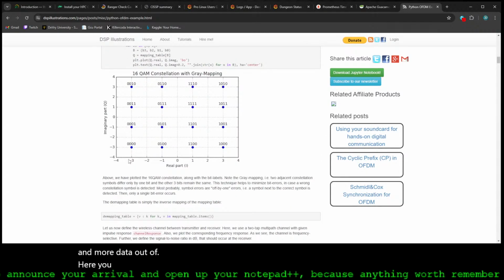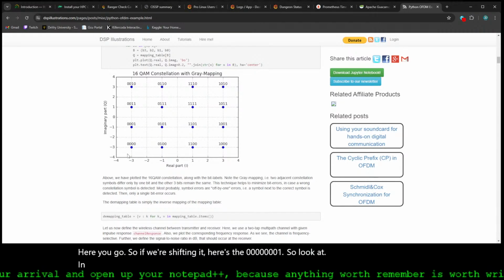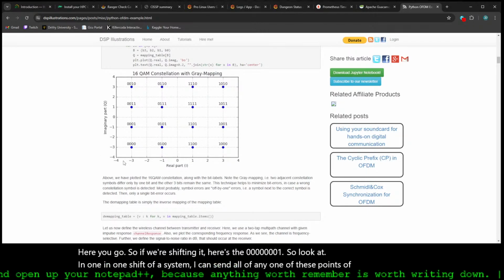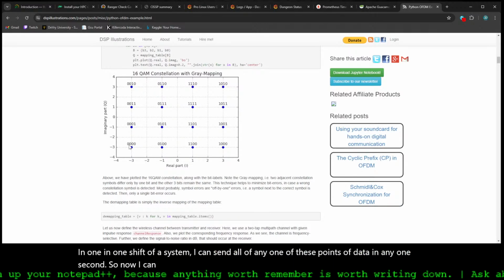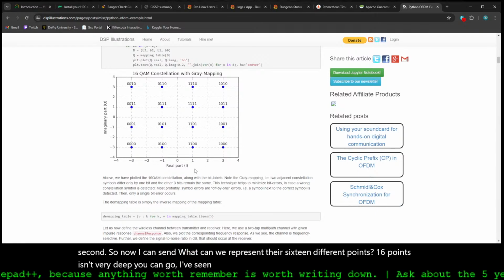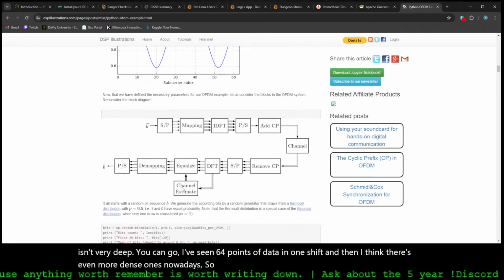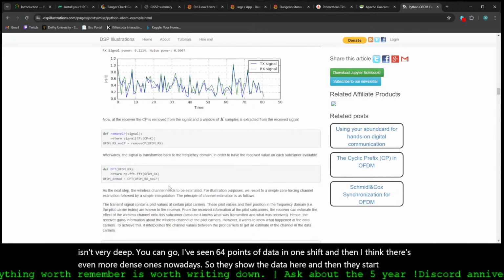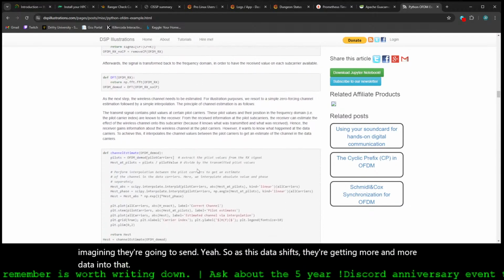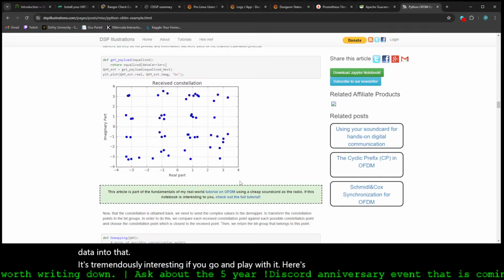Here you go. So if we're shifting it, here's the 0 0 0 0 0 0 0 1. Look at this: in one shift of a system, I can send any one of these points of data in any one second. So what can we represent there? 16 different points. 16 points isn't very deep. I've seen 64 points of data in one shift, and I think there are even more dense ones nowadays. So they show the data here, and then they start to send it, I'm imagining. Yeah. So as this data shifts, they're getting more and more data into that signal. It's tremendously interesting if you go and play with it. Here's all the data being sent.